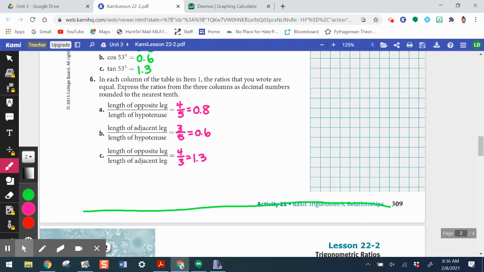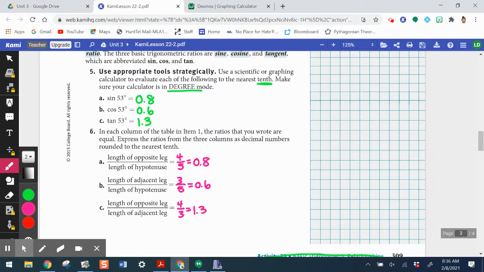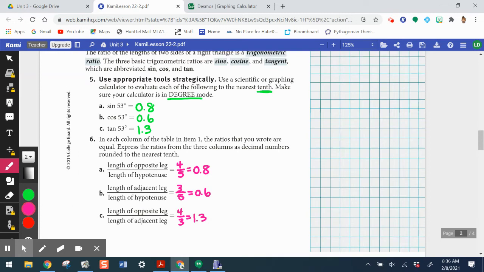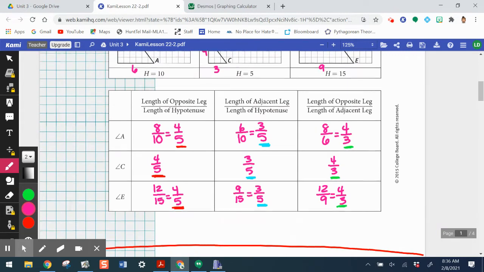And then last, the length of the opposite leg over the adjacent leg in the third column was 4/3, which was 1.3. And we noticed something going on here between these two items, that the sine of 53 degrees, 0.8, is equal to the ratio we wrote, opposite leg over hypotenuse. So the first question I have is, what was the opposite leg of? Well, go back to item 1.